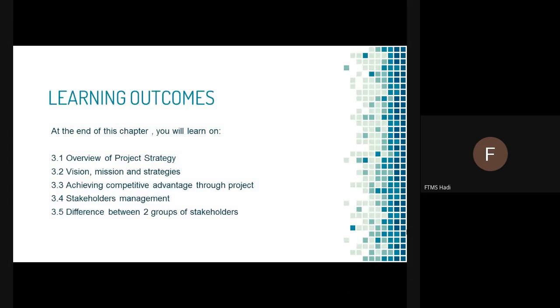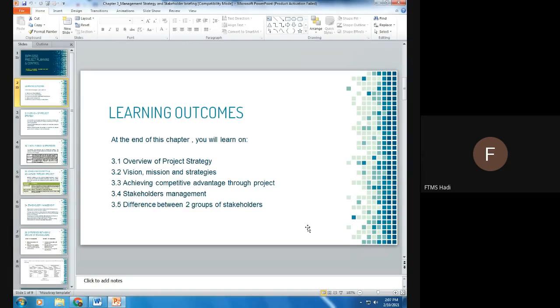Okay, at the end of this chapter, you will learn on the first one, overview on project strategy. Then the second one, vision, mission, and strategies of the project. The third one, achieving competitive advantage to project. That means 3.3 ni, what is the difference between your project and the other project? What is so special about your project? And then 3.4, stakeholders management.